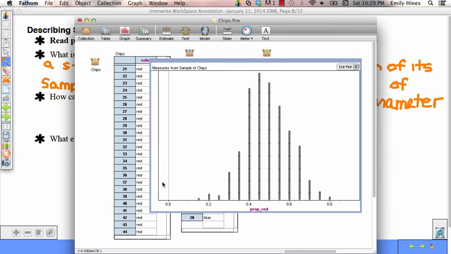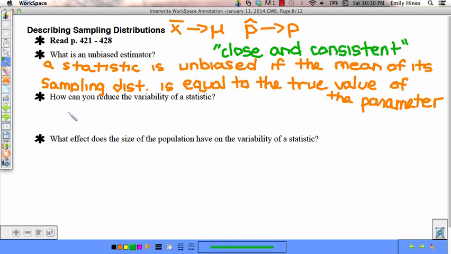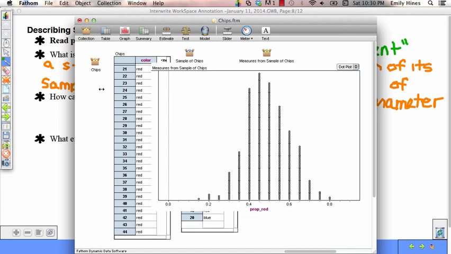However, what we will have is almost never a true sampling distribution. So therefore, you have to remember that it is not perfect, and that is okay. All it means is that it is close and consistent. That's what we're looking for in our cases, because we'll never have the true sampling distribution. Close and consistent. Okay, so how can we reduce the variability of a statistic? So how can we make this be less varied, have a lesser range? And what you'll see is if you take larger samples.